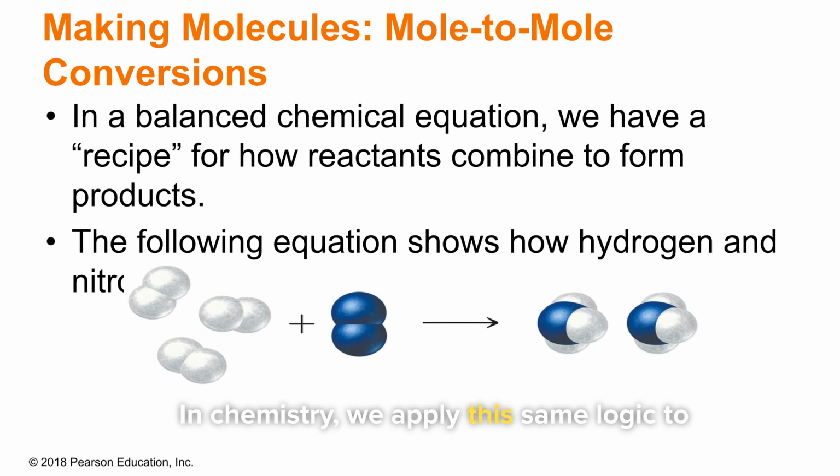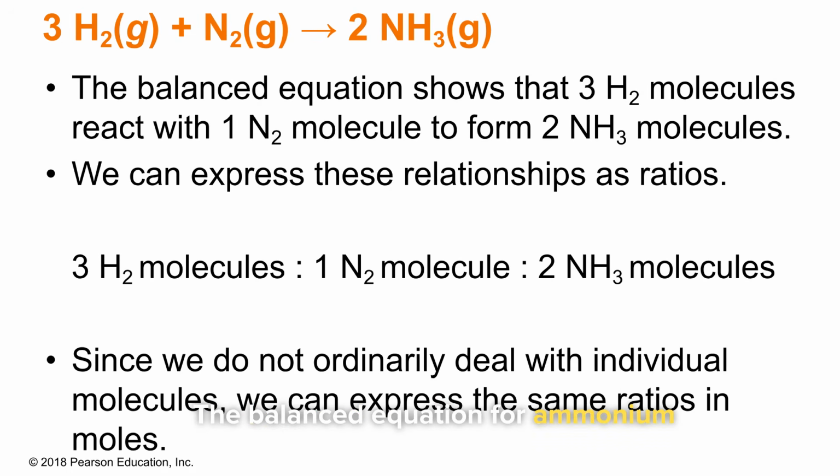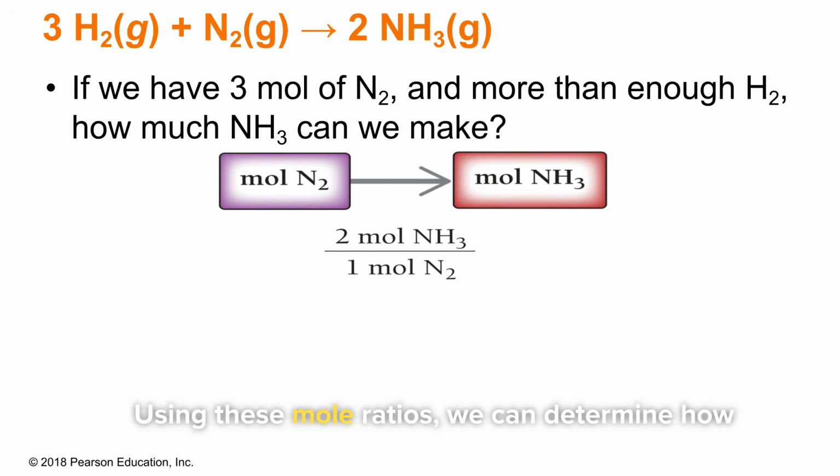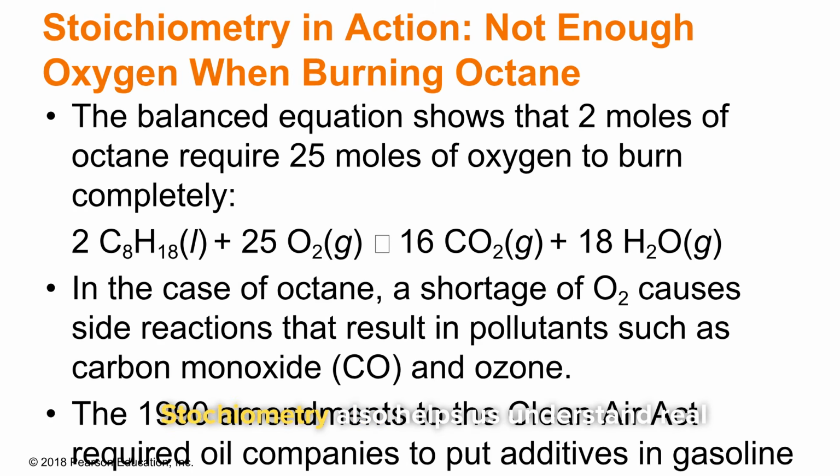In chemistry, we apply this same logic to molecules. For the production of ammonia, the balanced equation acts as our recipe for combining hydrogen and nitrogen. The balanced equation for ammonia synthesis gives us ratios in both molecules and moles, which are more practical for chemical calculations. Using these mole ratios, we can determine how much product we can form from a specific quantity of a reactant, such as 3 moles of nitrogen. Stoichiometry also helps us understand real-world issues. For instance, when there isn't enough oxygen to burn octane completely, side reactions occur, creating pollutants like carbon monoxide.